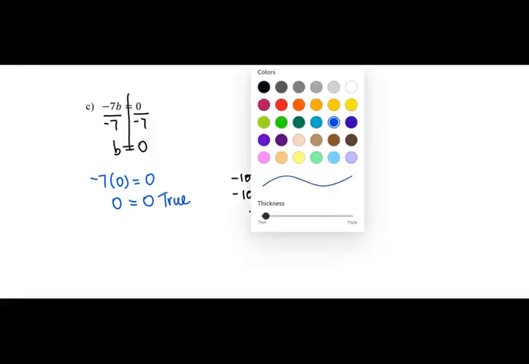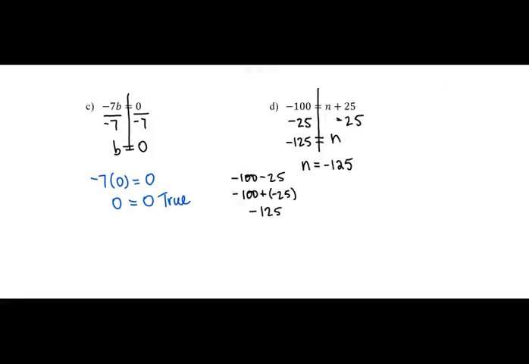The last step is to check my solution. I'm dropping the -125 in for n. So I have -100 equals -125 plus 25, right? -125 is the bigger number, so I'm going to keep the negative. And then the difference between 125 and 25 is 100. So I have -100 equals -100, which is true, which means I've solved my equation correctly.